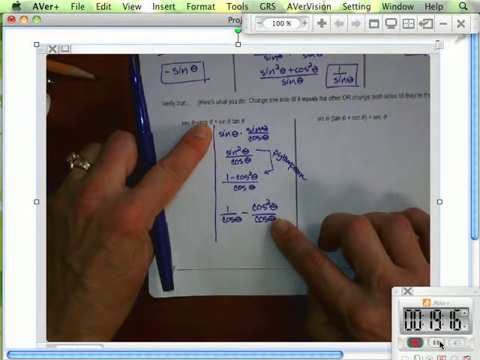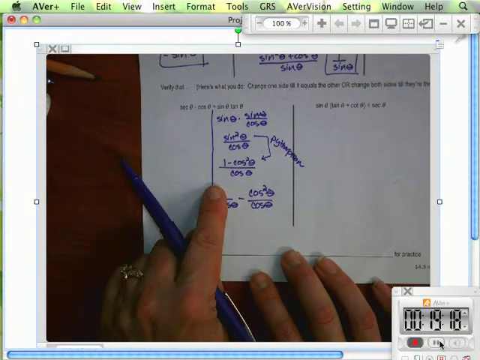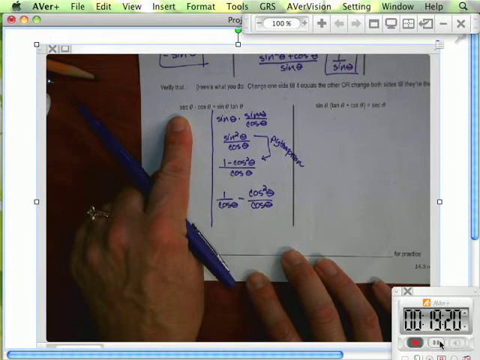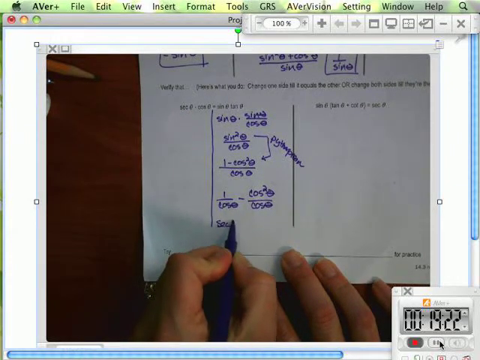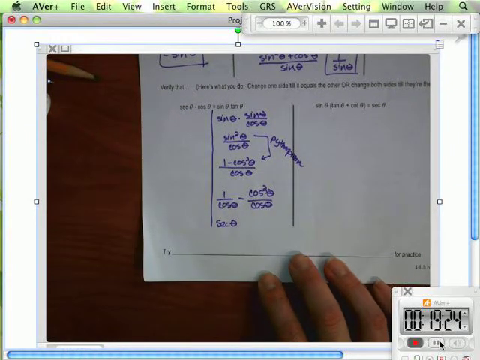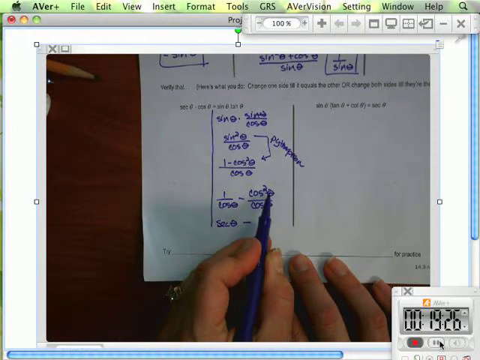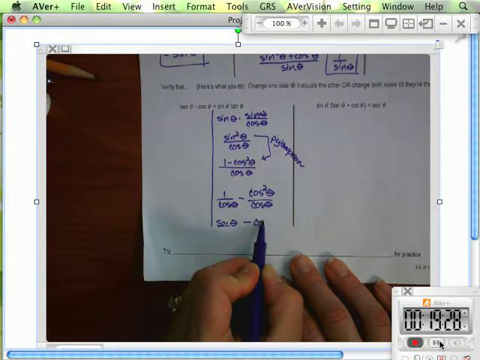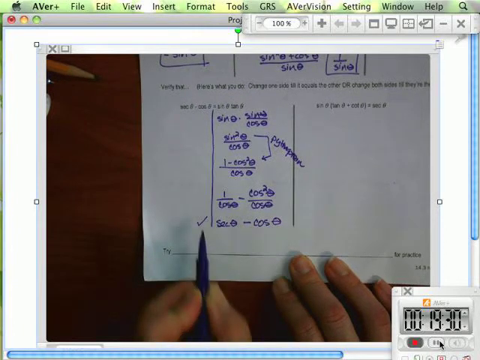Let's do one last step. 1 over the cosine of theta is equal to what? Secant of theta. And this simplifies to what? Oh, look at that. It's just like a puzzle. It matches.